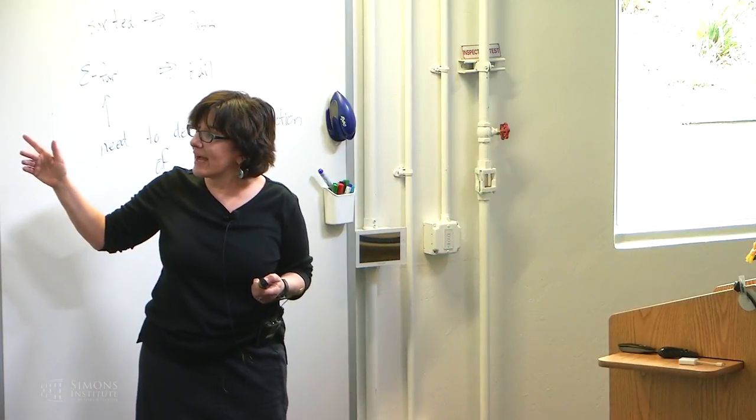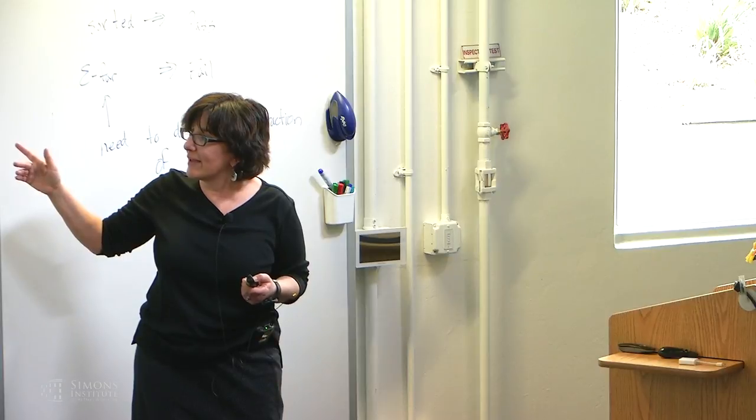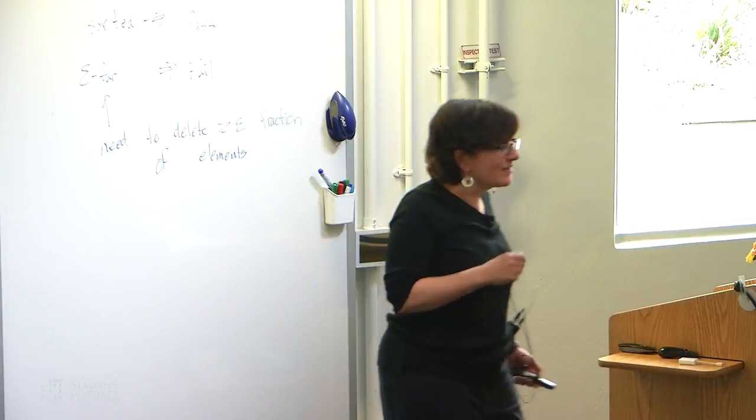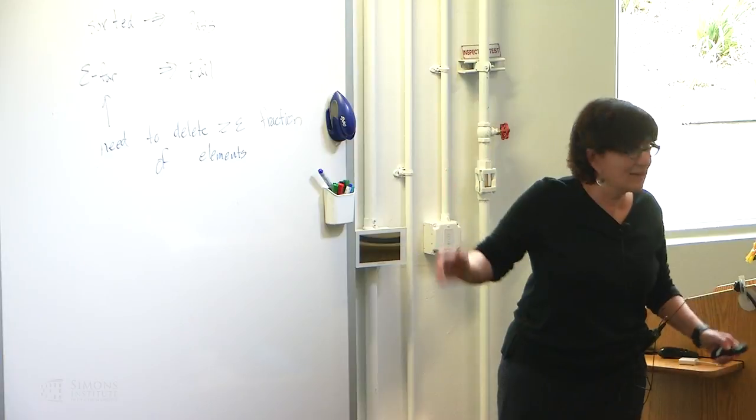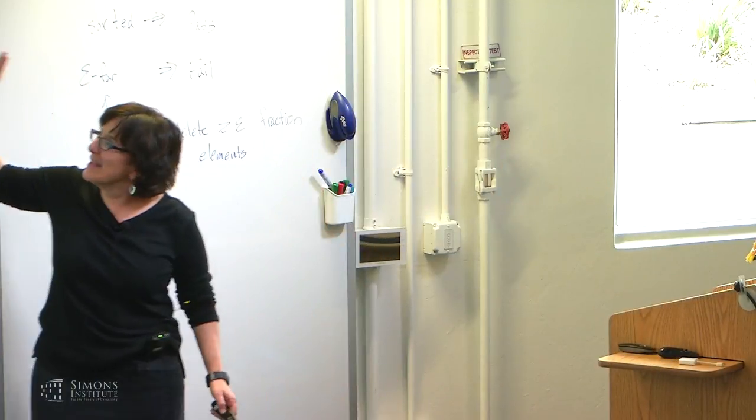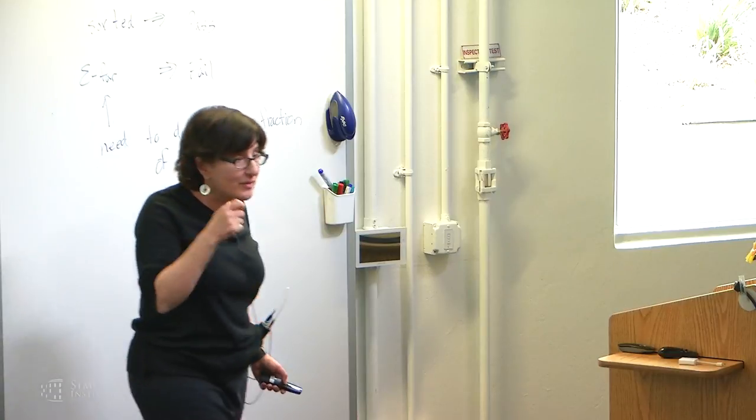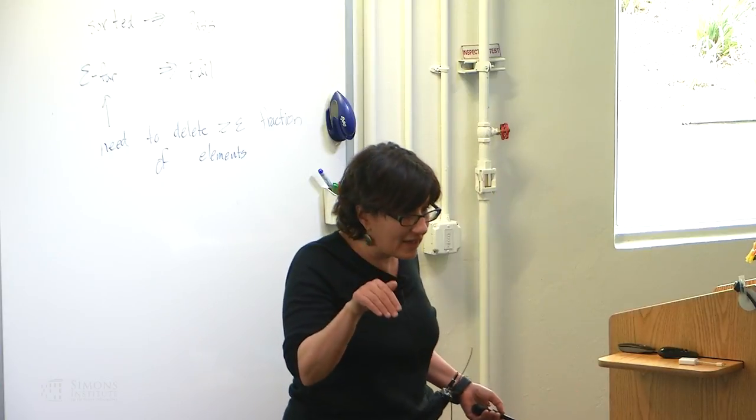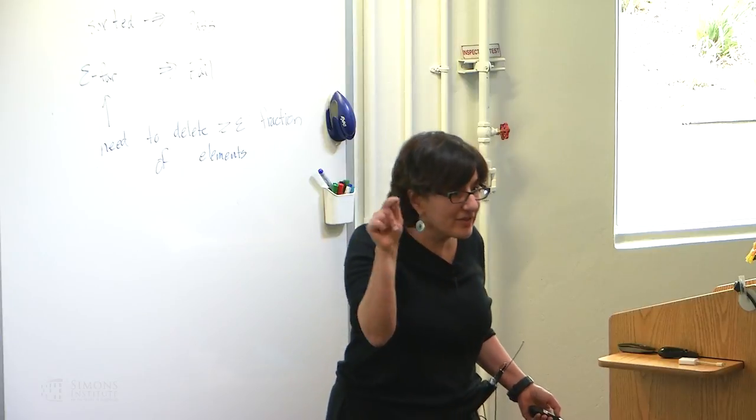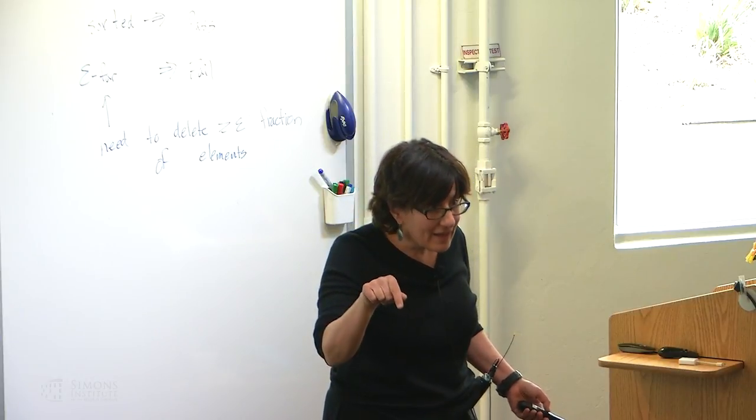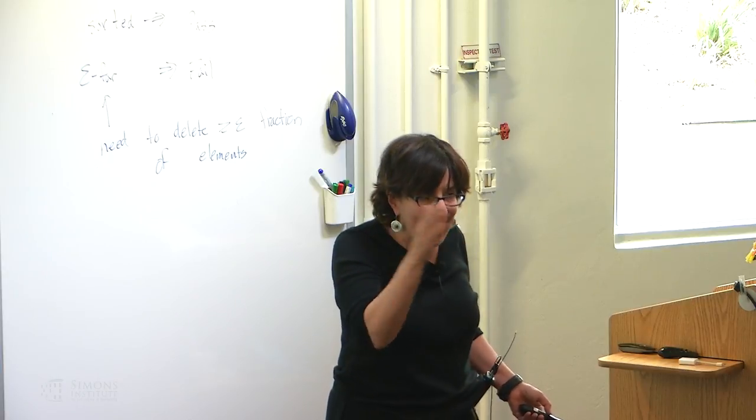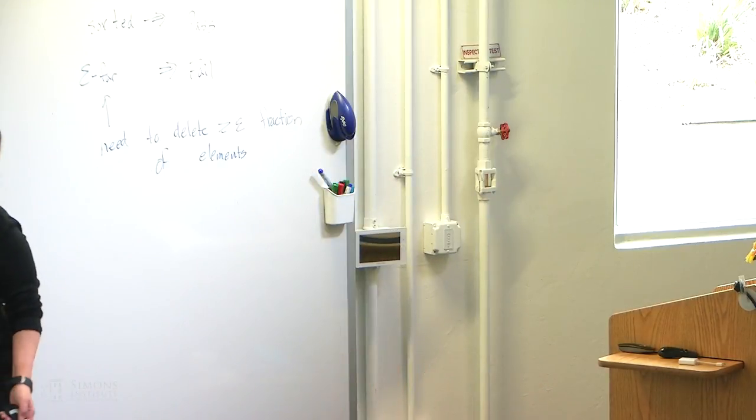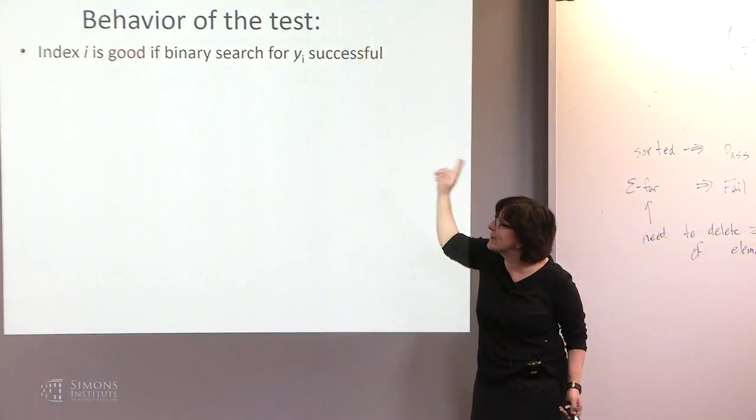That's the leeway there. But I want to prove to you that this algorithm works not just on my examples, but in general. So let's say index I is good. This is just a one slide proof. If you don't like it, I move on to the next slide in a minute. I want to say that index I is good if when I did the binary search for y sub I, it was successful. y sub I is the item that was located in location I. If I end up in location I, and I never went left and got bigger, I never went right and got smaller, then the binary search for y sub I is successful. It took logarithmic time to do that, but that's how I can tell.